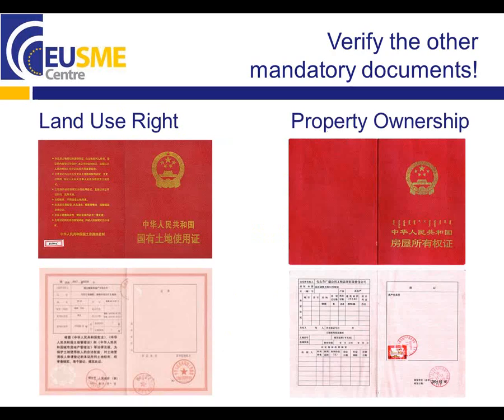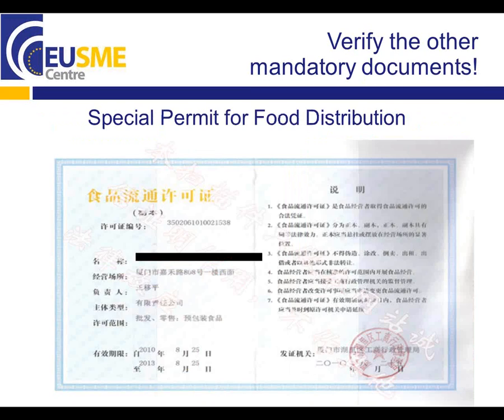Now, just to give a break to your eyes from viewing heavy text, there are some pictures which show how the property ownership certificate looks like and how the land use right certificate looks like. This is the mentioned permit for food distribution.